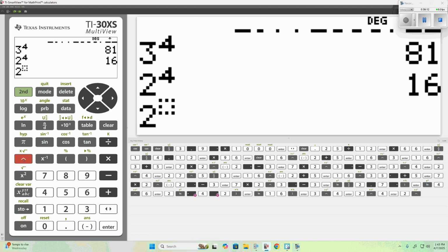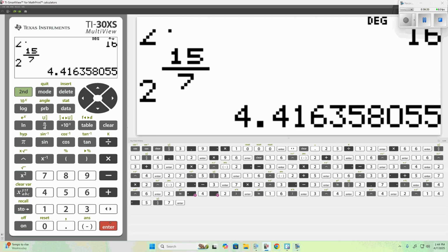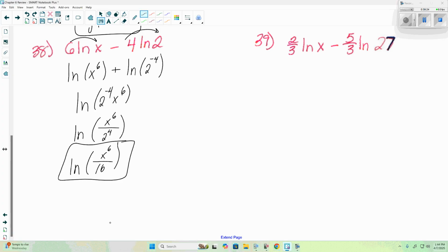Like say 2 to the, let's say 15/7. That's not a nice number. Leave it as 2 to the 15/7. But most of these should end up being nice numbers. We're ready for 39.